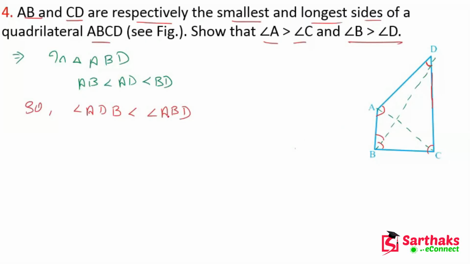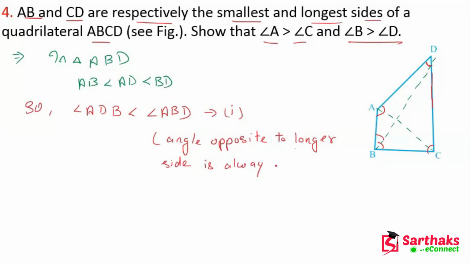Let's suppose this is equation 1, and the reason is that the angle opposite to the longer side is always longer. We know that AB is smaller than AD, so this angle is smaller than angle ABD.